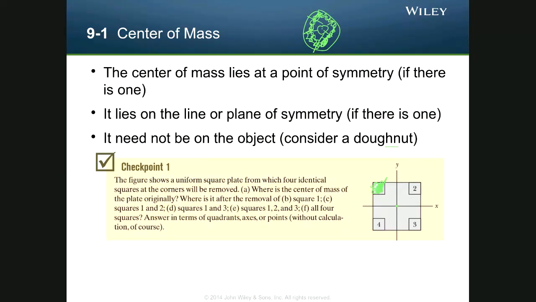Some of you got it, one of you did not. It's going to be along y equals negative x, because y equals x is going the other way. y equals x is going up this way.